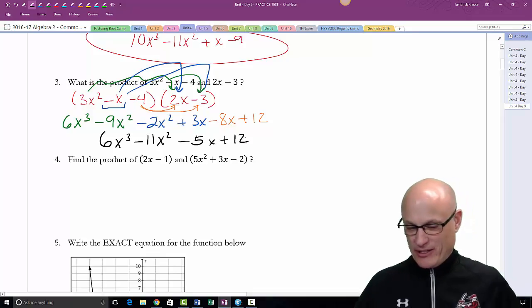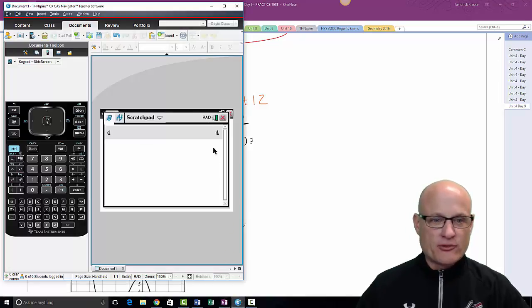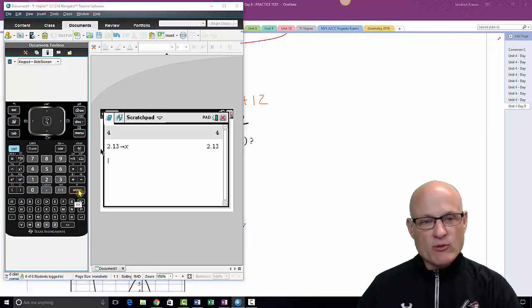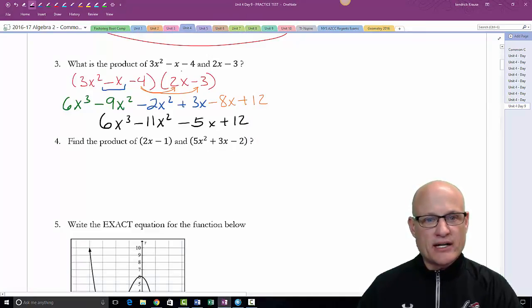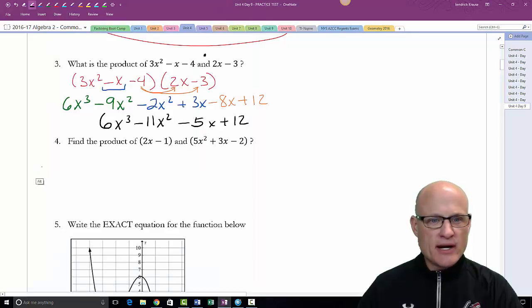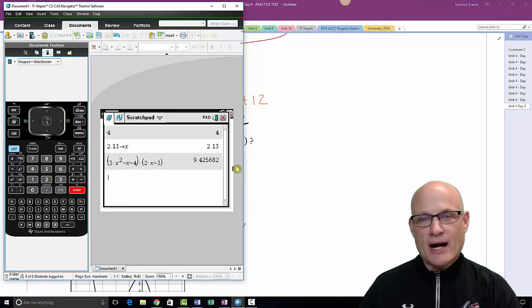Now, I don't have an answer key with me today, so there's a real good chance I'm going to make a mistake or two. But I want to try to eliminate that because I don't like giving out bonus credit for mistakes. So I'm going to take some number, some obnoxious number like 2.13, and store it into x. My original problem was parentheses, 3x squared minus x minus 4, parentheses, times parentheses, 2x minus 3. So that was the original problem.